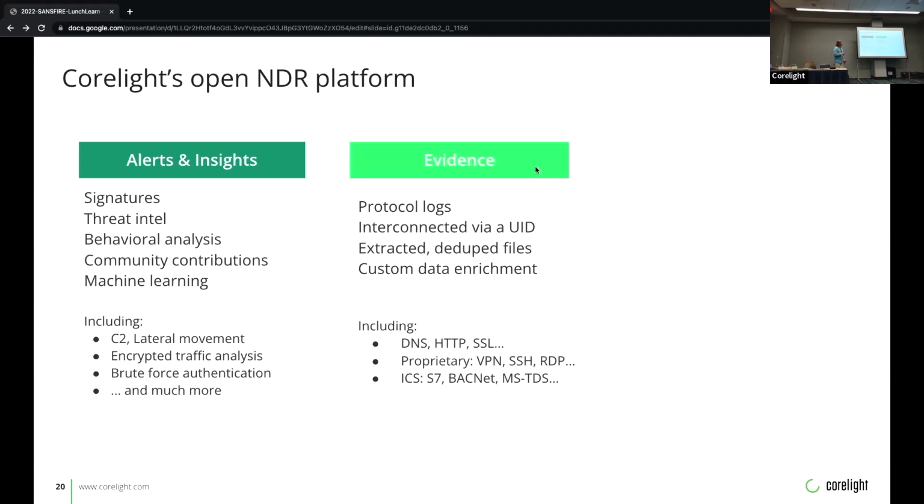In this case, we're going to talk about what we can do with IDS signatures, a little bit about behavioral analysis and machine learning. I'll demonstrate when we get to our investigator platform, because we do this through some of the content that we built for command and control.